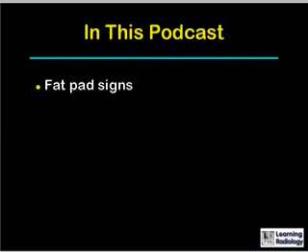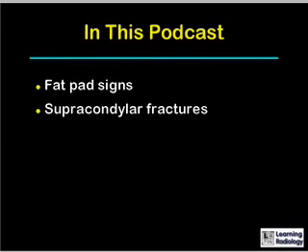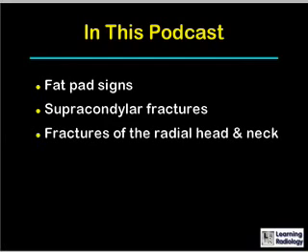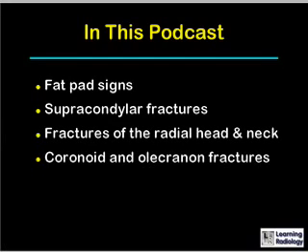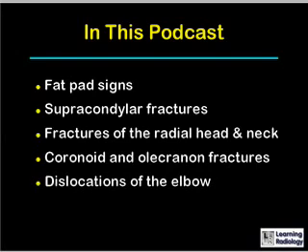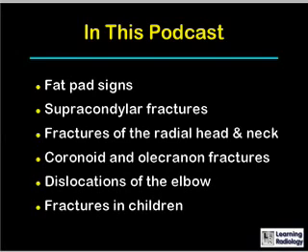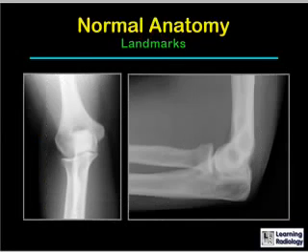In this podcast, we're going to discuss the fat pad signs around the elbow, supracondylar fractures, fractures of the radial head and neck, coronoid and olecranon fractures, dislocations of the elbow, and fractures in children.